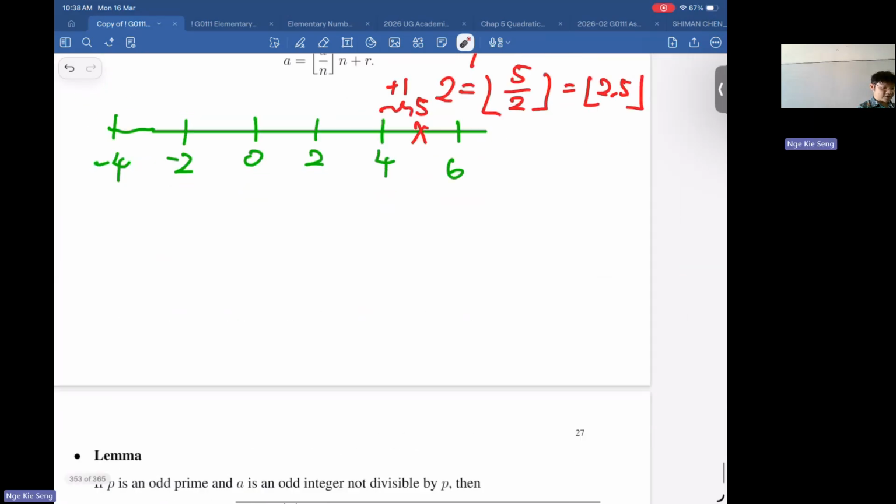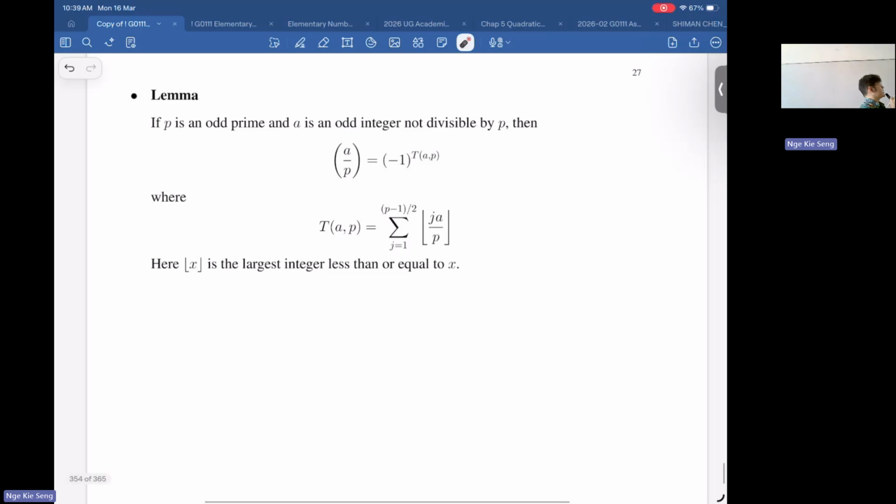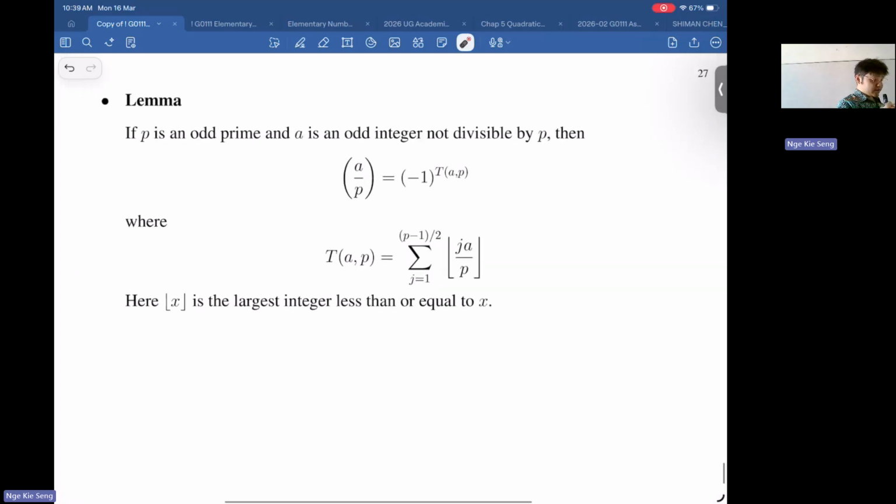So this is not very important, but the more important thing is about this formula here. So we're gonna introduce another way to compute the Legendre symbol. P has to be an odd prime, like what we counted just now. And then a here is an odd integer not divisible by p. Then you can use another counting here called the T of a, p.